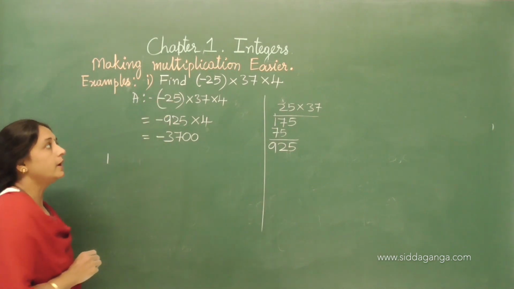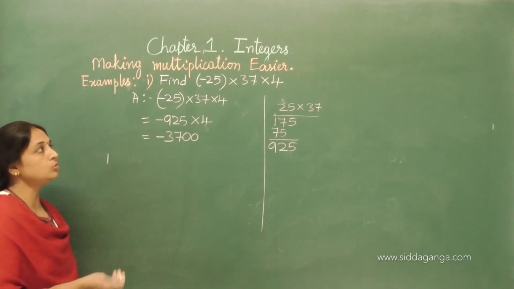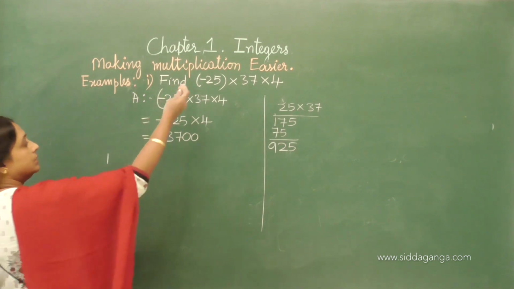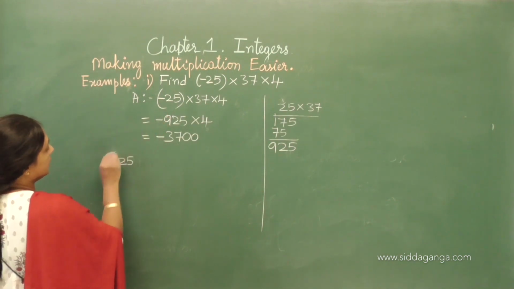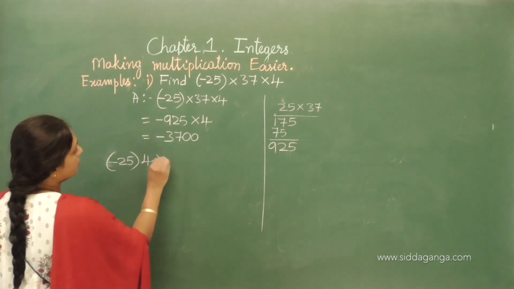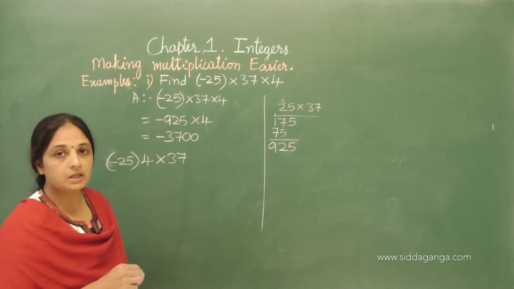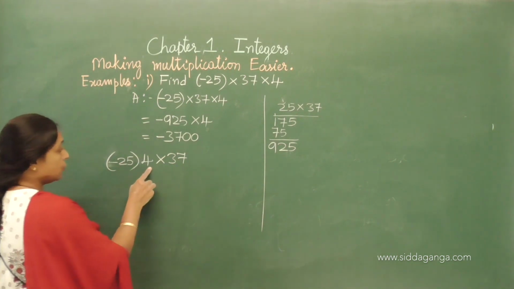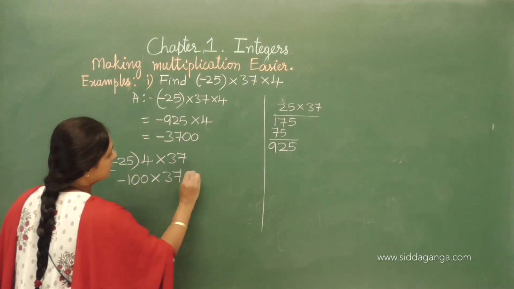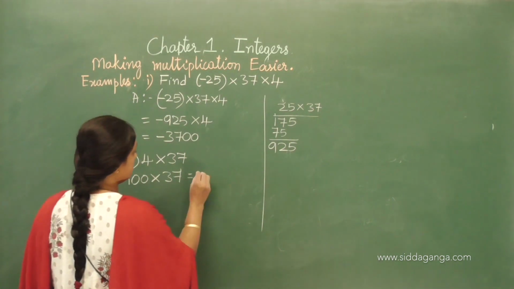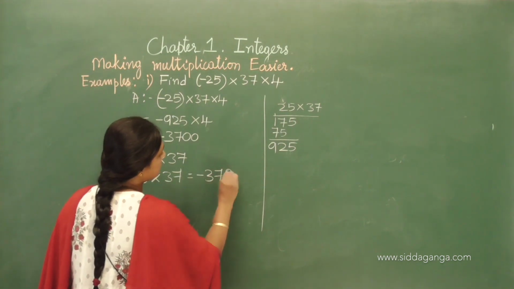When they give any three products, we multiply any two numbers that give the easier one. Otherwise, we can do it like this: minus 25 into 4 into 37. It's very easy by multiplying 25 into 4. 25 fours are 100, so minus 100 into 37. Minus into plus is minus. 37 ones are 37, keep two zeros like this.